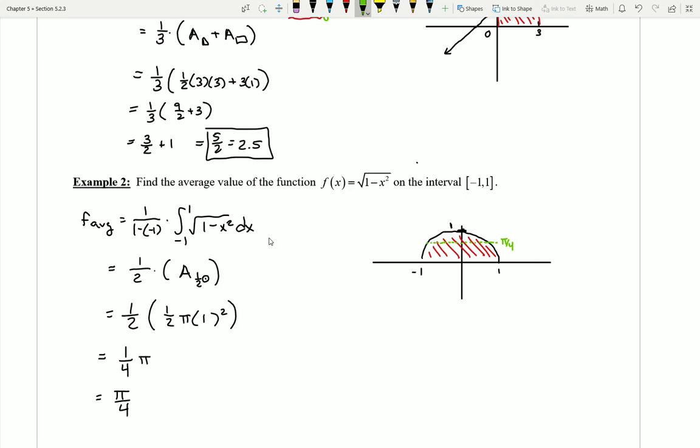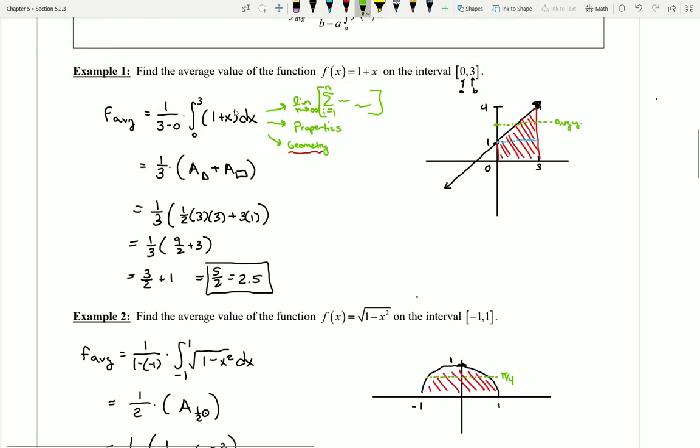So hopefully, again, this shows you how I can easily compute average values. The only difficult part in computing an average value is computing the actual integral. And sometimes we can use geometry to help with this. It's not that in every case geometry will be useful, but fortunately it was useful in both of these cases.